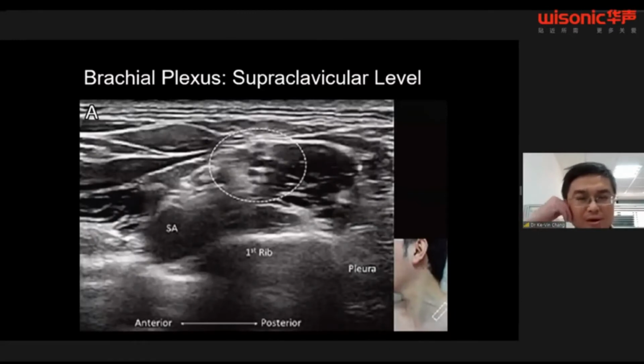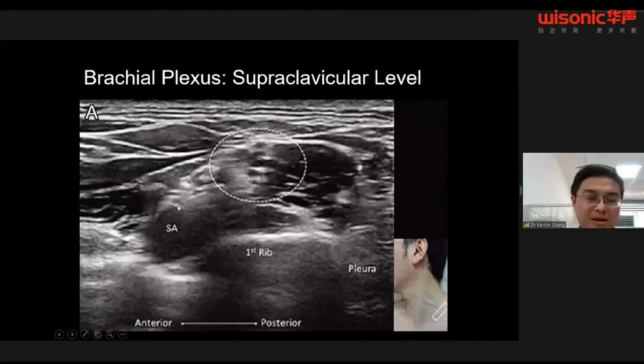So at the cord level, you can find the lateral cord give off the musculocutaneous nerve, and the medial cord give off the ulnar nerve and some cutaneous nerve like medial brachial cutaneous nerve and the medial antebrachial cutaneous nerve. And the median nerve is made of two cords. One is the lateral cord, the other is the medial cord. And the posterior cord gives off the axillary nerve and the radial nerve.